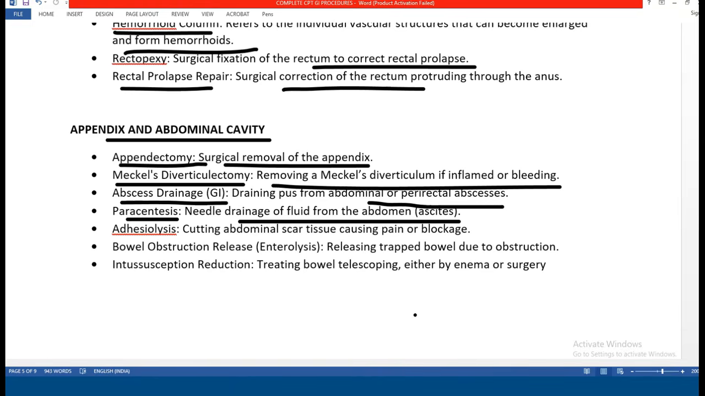Okay. So adhesiolysis. Cutting abdominal scar tissue causing pain or blockage. So if the patient undergoes cutting of abdominal scar, we will call it adhesiolysis. Most of the time we will not code adhesiolysis along with another procedure. If the patient undergoes only adhesiolysis, we will code this adhesiolysis CPT code or ICD-10 PCS code.